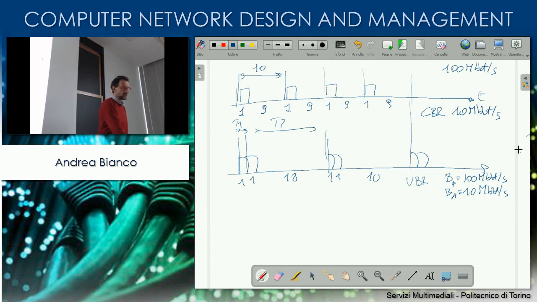Now, if you look at this average behavior, you see that this source repeats itself in the same way every 20 slots. And over these 20 slots, you generate 10% of the time, and then you do nothing. So your activity period is 10% of the time, which is 10 megabits per second.